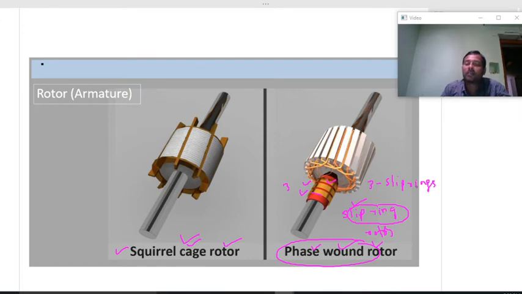Three slip rings are available in the slip ring rotor, and it is also called a phase wound rotor. Because of the three slip rings, three windings will be available inside the slots of the slip ring induction motor, or phase wound induction motor. The three-phase winding is connected to the slip rings, so the name of this rotor is slip ring rotor.